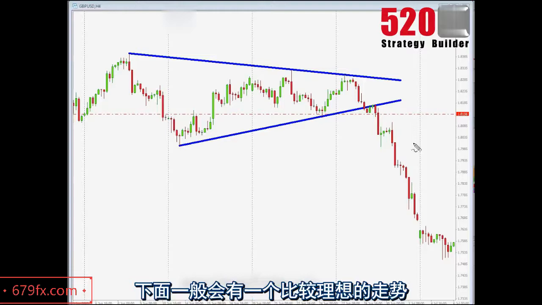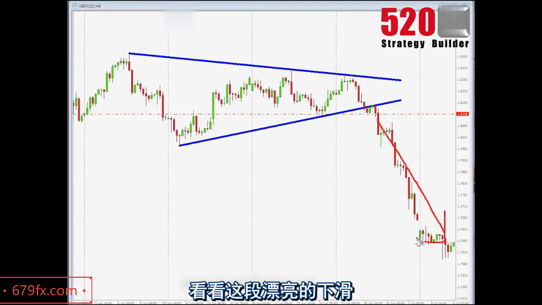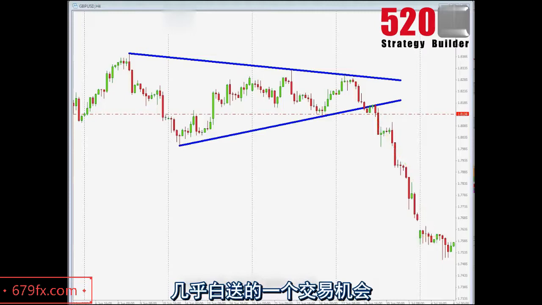Okay, and very quickly, have a look at this move. Very nice, swift, and painless free trade. Sometimes, of course, price doesn't quite give you the breakout, pullback, continuation.